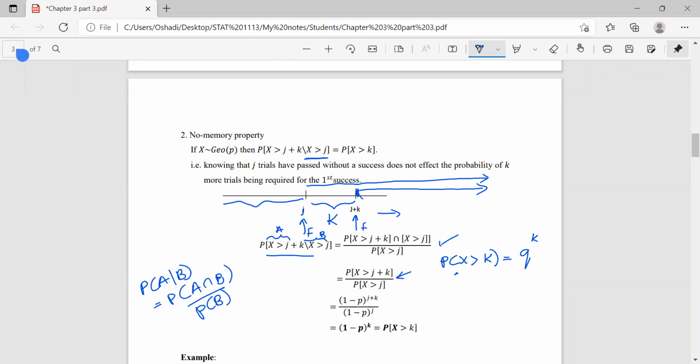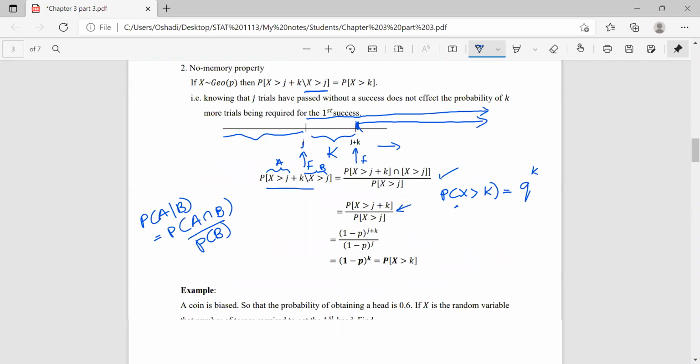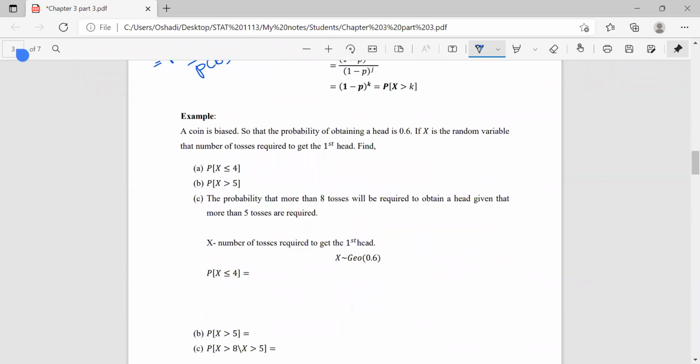Okay. Is it clear? Any problems, any questions up to now? Okay. Let's go to the example.